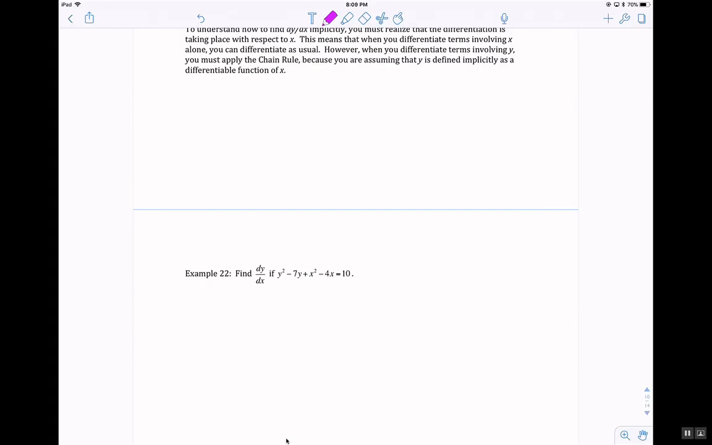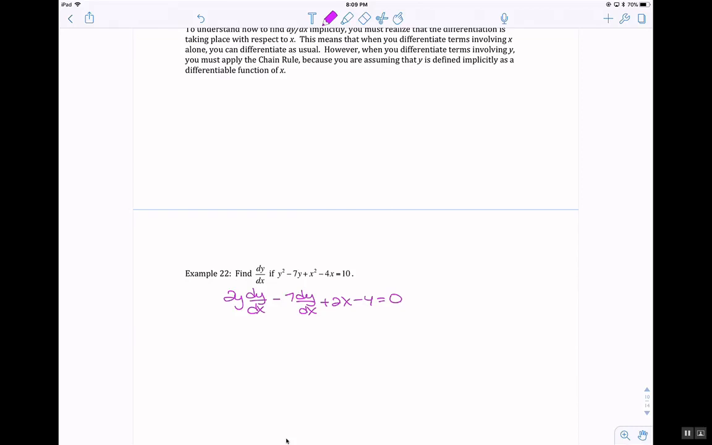So if I want to find dy dx for example 22, take the derivative of y squared, which is 2y dy dx. Derivative of 7y is negative 7 dy dx. Derivative of x squared is 2x. Derivative of negative 4x is negative 4. And then that's equal to 0.